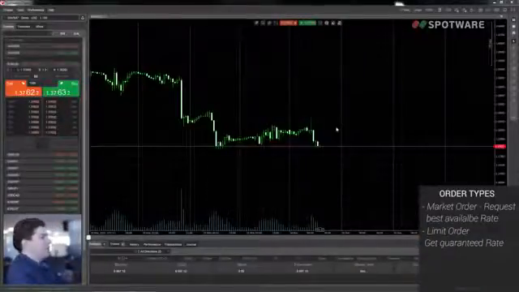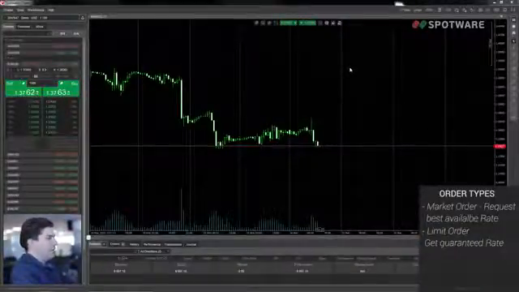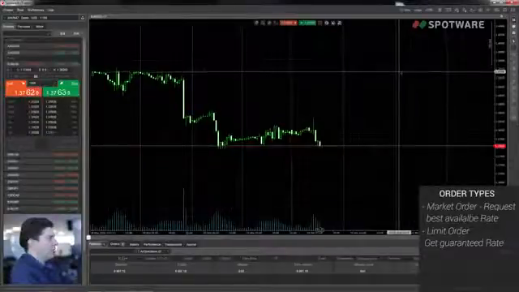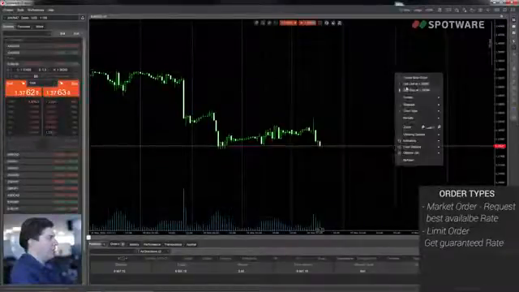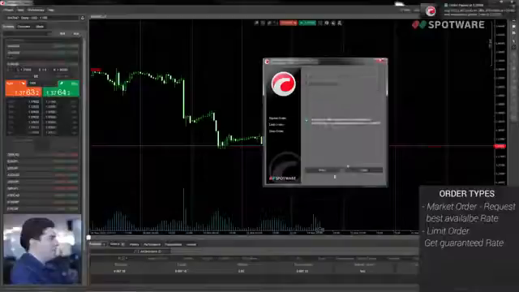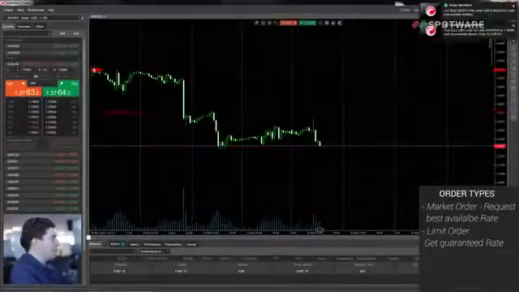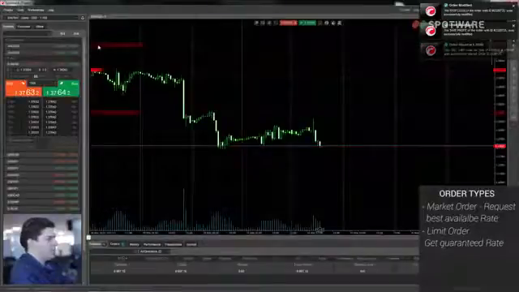You can create a limit order by right-clicking at the rate you want in the chart. So if I want to create a limit order at this rate, I can right-click and select sell limit. If I want to do a sell limit on this level, I'm going to press sell. And you can also preset your stop loss and take profit, like we showed before with the market order.